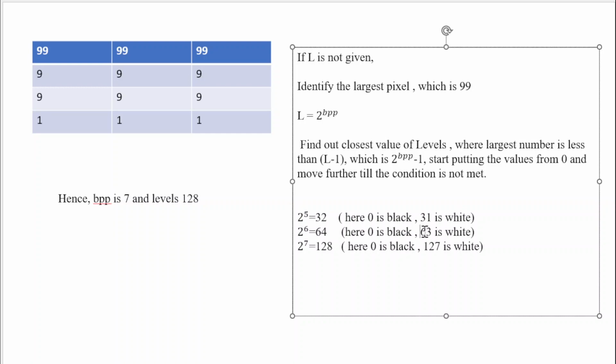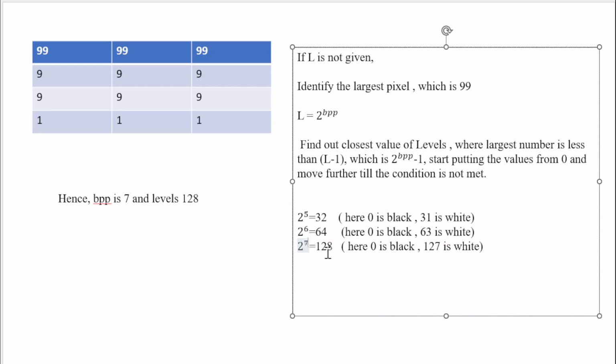Now remember, why is it not 64, why is it L minus 1? Because we are starting numbers from 0, so for 64 levels, the numbers will be 0 to 63. That's a basic mathematical concept here. So again, 2 raised to power 7 is 128. So 0 is black. What is white color? 127. So now 99 can lie in this range, where 0 is black and 127 is white. So we say that since 99 can lie in this range, the BPP of this image here is 7.